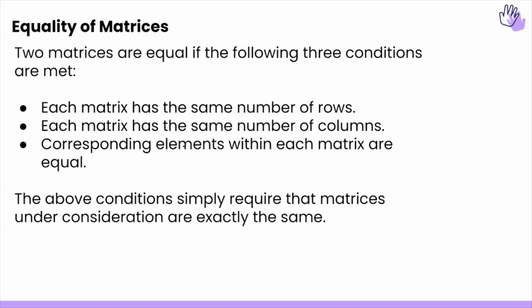Each matrix has the same number of rows. Each matrix has the same number of columns. Corresponding elements within each matrix are equal. So the above conditions simply require that the matrices under consideration are exactly the same.